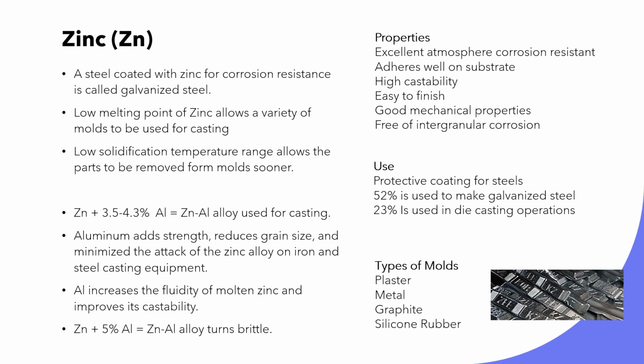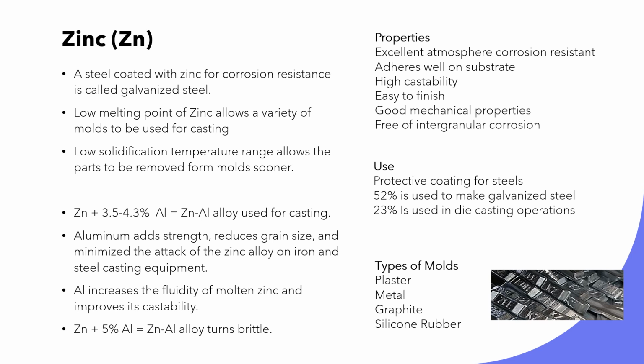Okay, so if you add aluminum to zinc, about 3.5 to 4.3% aluminum, you will get the zinc aluminum alloy. And we use that kind of alloy for casting, even though we call it zinc alloy, there is aluminum in it. Aluminum is going to add more strength, it's going to reduce the grain size, and it's going to minimize the attack of zinc alloy on iron and steel casting equipment. Because zinc can attack the iron and steel, but if you coat with aluminum, then that attack is going to reduce. So therefore we add aluminum.